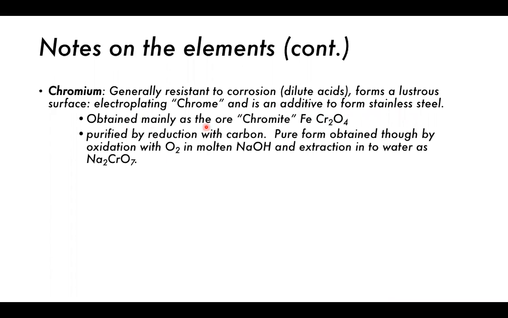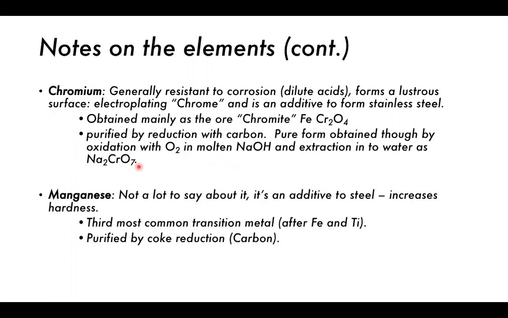Obtained mainly as the ore chromite, so it's mined out of the ground, iron with chromate as the anion. Purified by reduction with carbon. So the pure form is obtained through oxidation with oxygen in molten sodium hydroxide and the extraction in water as sodium chromate. Manganese, not a lot to say about it. It's an additive to steel, increases hardness. It's the third most common transition metal after iron and titanium, and it's purified by coke reduction.